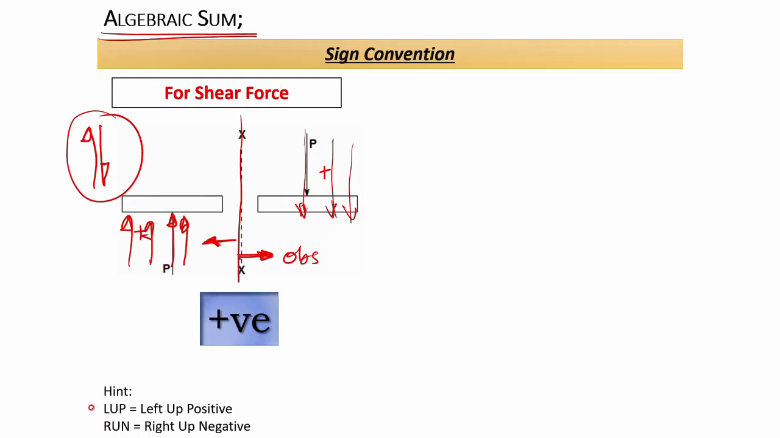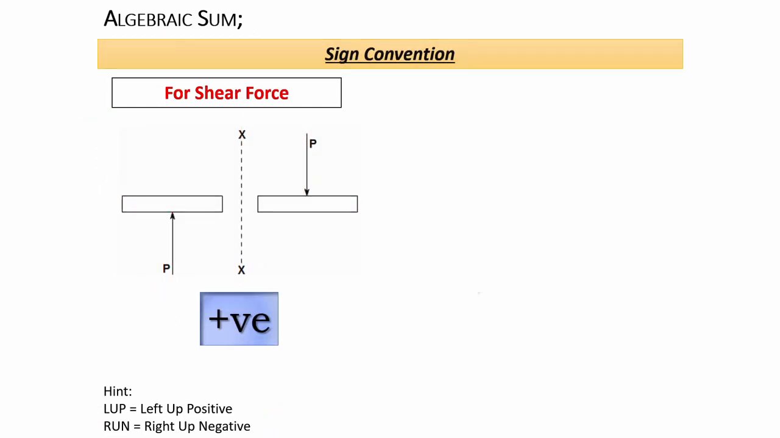For that you have a hint here. I used to tell like this: look, or otherwise run. Run means right up negative. See here, right side upward is negative. That's why it is a run. That is right up negative. What about right down? Right down is positive. Look means left up positive. Left side upward forces are considered positive, and left side downward forces are obviously negative.